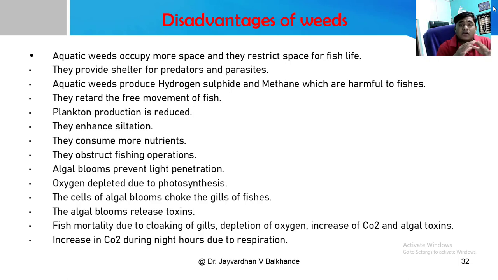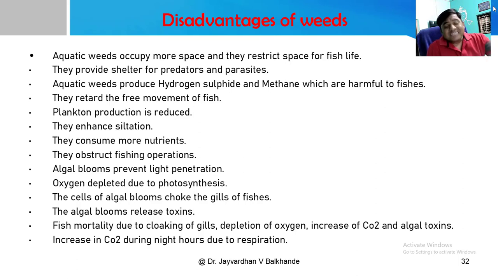Because of these floating weeds and emergent weeds, there is some problem for the fishes' free swimming. Their free swimming is obstructed because of these aquatic weeds. Then, if the number of aquatic weeds is high, it affects the production of plankton. We know the role of plankton in fish culture: they are the natural food of the fishes.